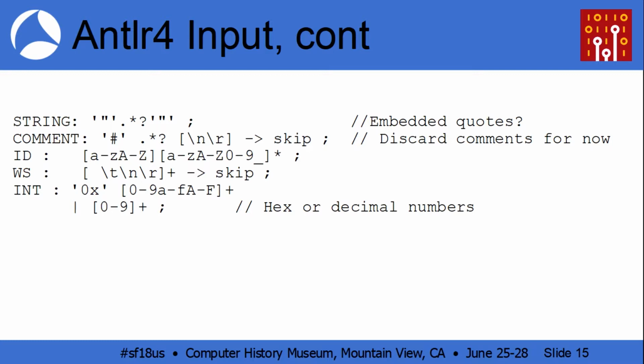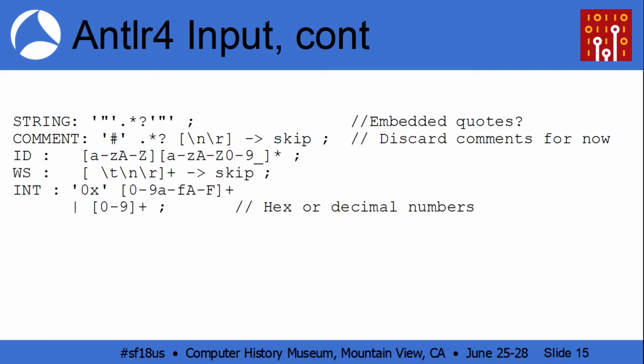Followed by any one of these, square brackets now means I can choose these things. So carriage return \n and \r, if those appear in there, that's a comment, and this is a rule as well saying throw it away, I don't want it, skip it.